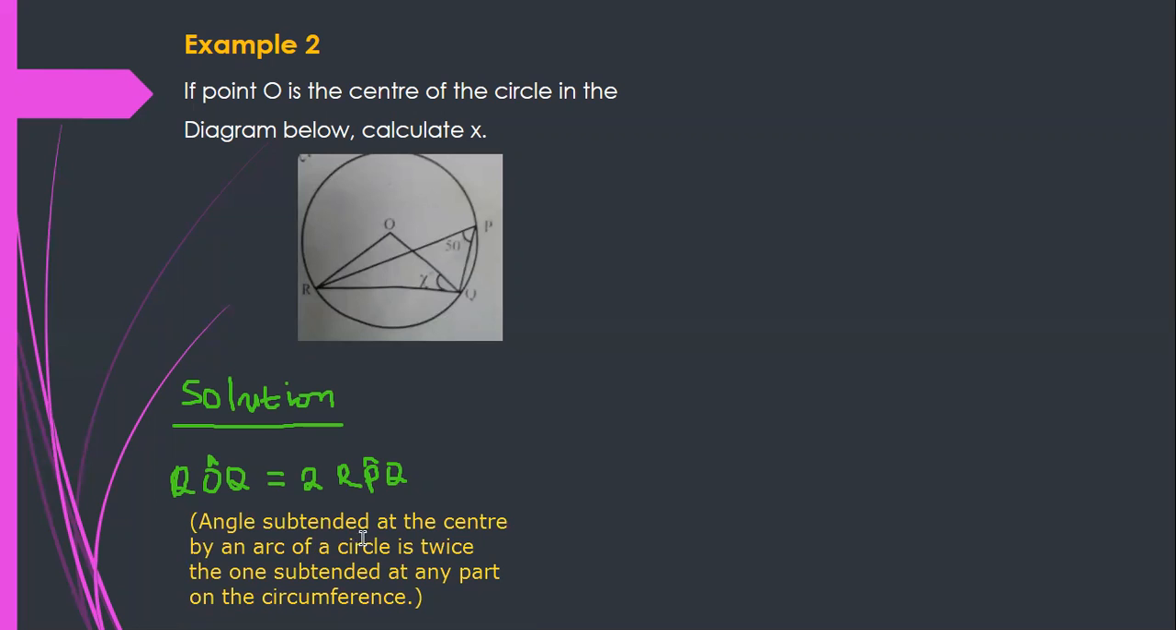So the angle subtended at the center by an arc of a circle is twice the one subtended at any part on the circumference. So this angle is half of what is here. Why this one? The angle at the center is twice of the one that is at any part on the circumference, so that here, here, or here. And then we've got an angle here. So we're going to make use of this value here.